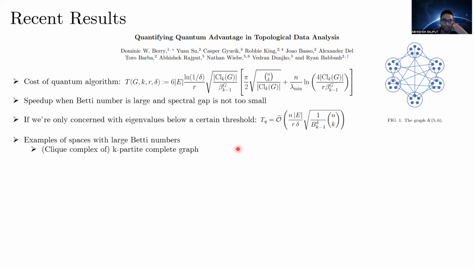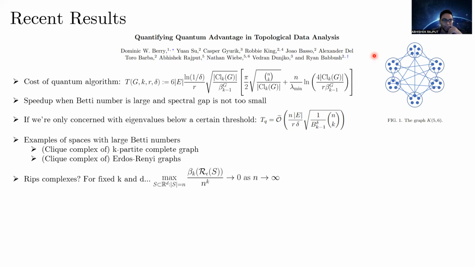So there's a generic type of graph called k-partite complete graphs. Here's an example of a k-partite complete graph. The notation here is K5,6 because there are 6 partitions and each partition contains 5 vertices. So that's the notation. And there are also certain types of graphs called Erdos-Renyi graphs. If you take the clique complexes of these 2 graphs, they have large Betti numbers.